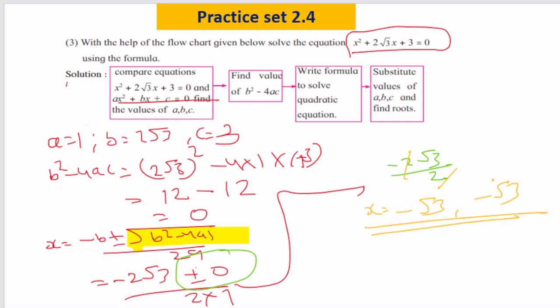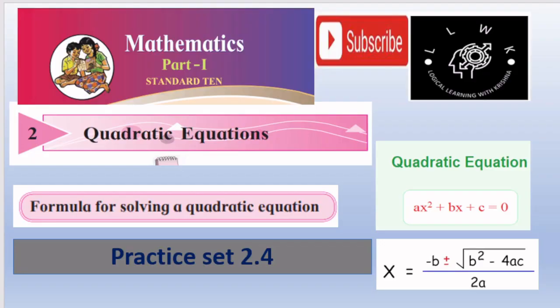Okay. So we have -√3 and -√3, even though b² - 4ac is equal to 0. Perfect. So in this way we have finished practice set 2.4, which is the formula for solving quadratic equations.